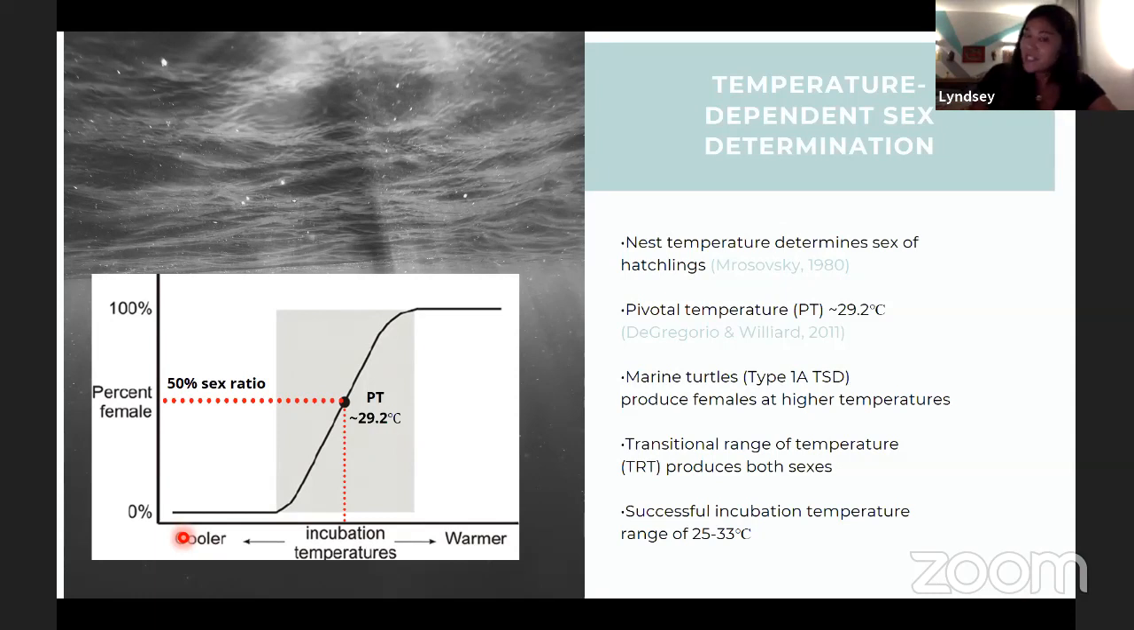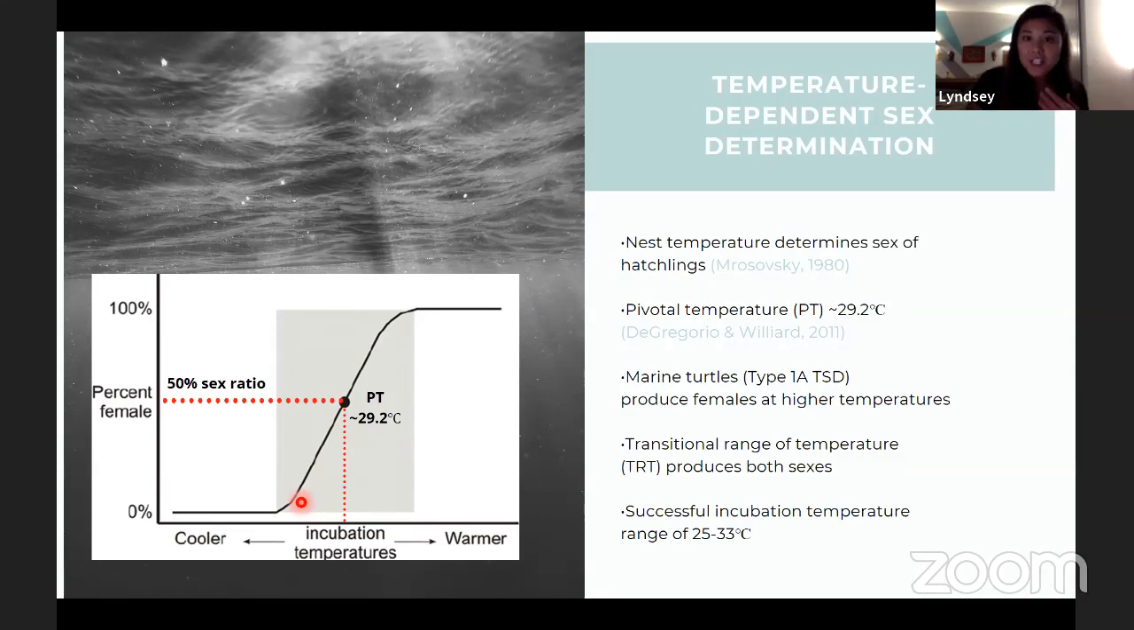Another important parameter to define is the transitional range of temperature, or the TRT, which is around 2 to 3 degrees centered around the pivotal temperature. In this range, both males and females are produced. Above it, 100% females, and below it, 100% males. We want to get within that transitional range of temperature because we need both males and females for the populations to succeed into the future.